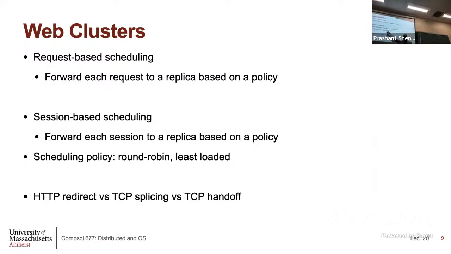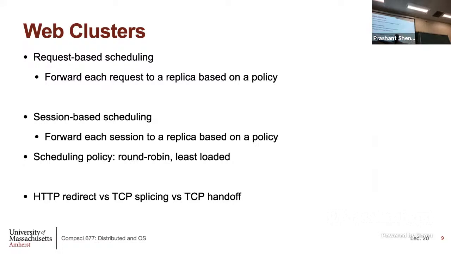If you have state at the server, you should do the load balancing at a session level, not at the request level, because requests of the same session should go to the same replica. Again, you can use round robin or least loaded as your session-based policy. And I did mention a set of these networking techniques that are used by the switch to forward requests to the right replica.